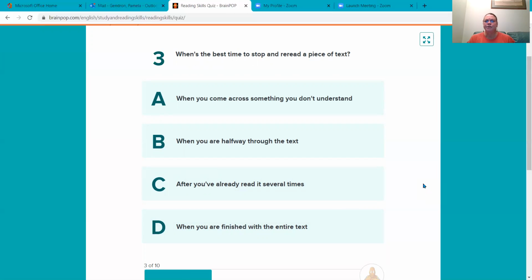When's the best time to stop and reread a piece of text? Is it A, when you come across something you don't understand? Is it B, when you're halfway through the text? Or is it C, after you've already read it several times? Or D, when you've finished with the entire text? The text could be an article, a book, anything. A magazine piece, anyway. The answer would be A, when you come across something you don't understand, reread it.